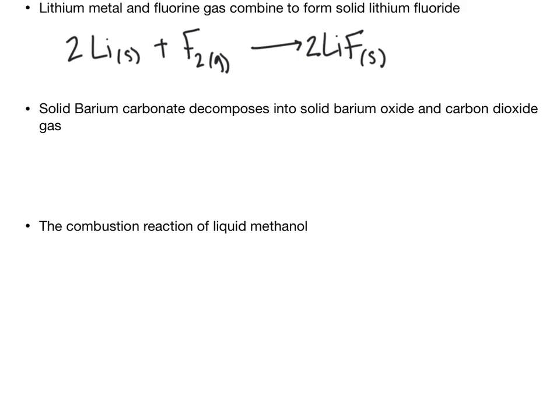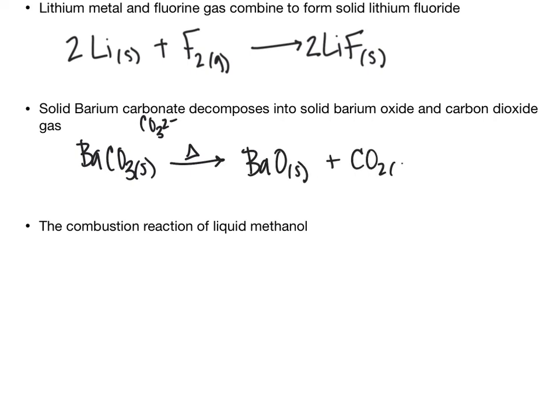Solid barium carbonate decomposes into solid barium oxide and carbon dioxide gas. So barium carbonate, where barium is Ba and carbonate is CO3, solid. Carbonate, remember, is one of our polyatomics, and carbonate is CO3 2-. It's going to decompose with heat into barium oxide, which is a solid, plus CO2 gas. And then you should double check. There's 1 barium on both sides, 1 carbon, and 3 oxygens. So this equation is in fact balanced.